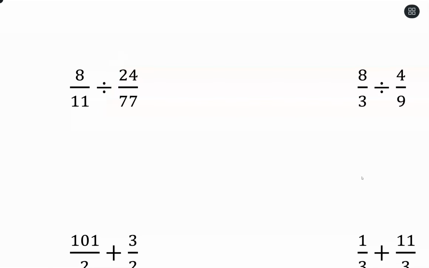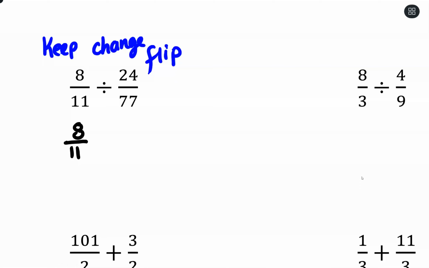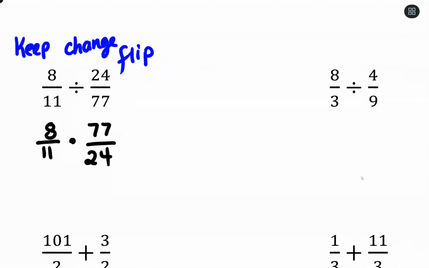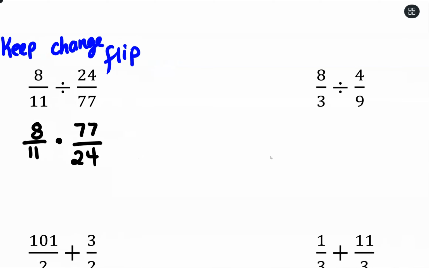Now, the rule with division, if we had to do this by hand, is keep, change, flip. Meaning, whenever we have division, we can change it to multiplication. So we would keep the first value, change to multiplication, flip, meaning switch the numerator and denominator. So those two calculations are the same thing. In fact, I'll show you that in the calculator.